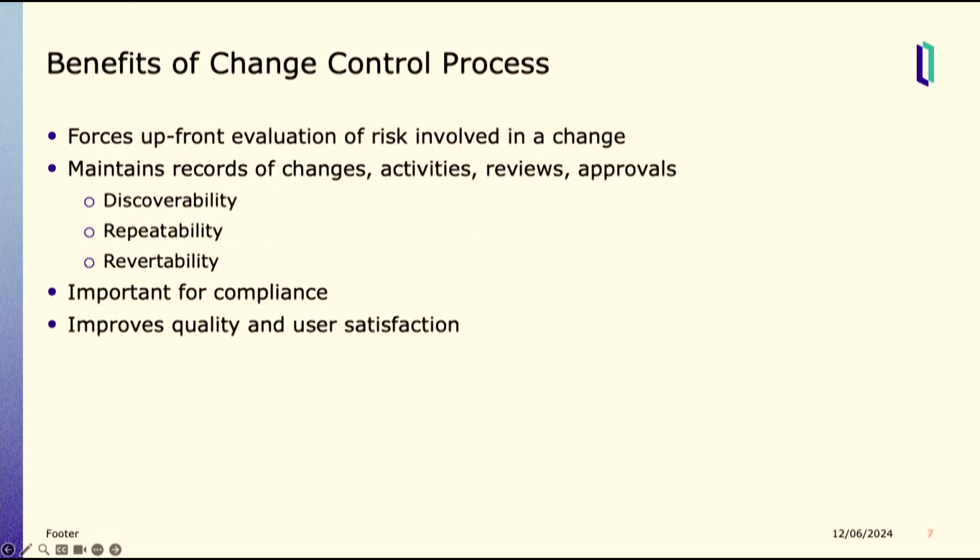When you have a change control process in place, you're forced to evaluate upfront what is the risk involved in making a change. What could go wrong, such that if someone's looking back at things that have happened recently, they can see, oh, this could be what led to this. When we have a record of the changes that are made, the activities taken related to those changes, reviews, code reviews, we would use the term peer reviews, approvals by management or others for the change to proceed, we get three key things. Discoverability. If something goes wrong, we can figure out what went wrong.